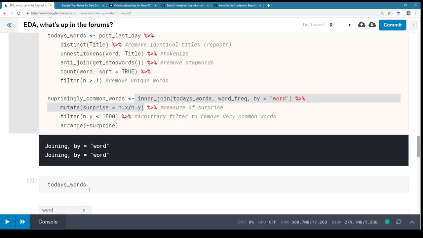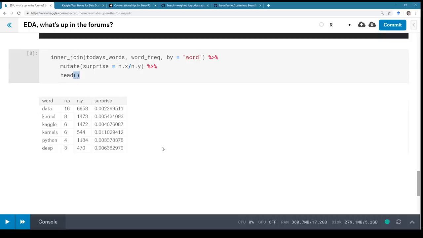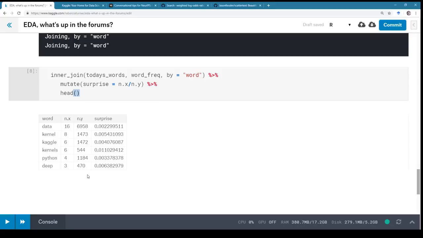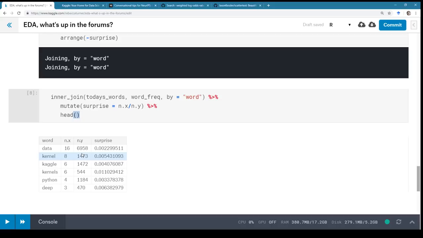Let's look at the head. So we have this measure of surprise, which is the number of times it occurred today divided by the number of times it occurred ever. So if a word is very common, it's going to have a lower surprise because it's occurred more commonly overall, and you're going to need to see it more times today for it to be more surprising.